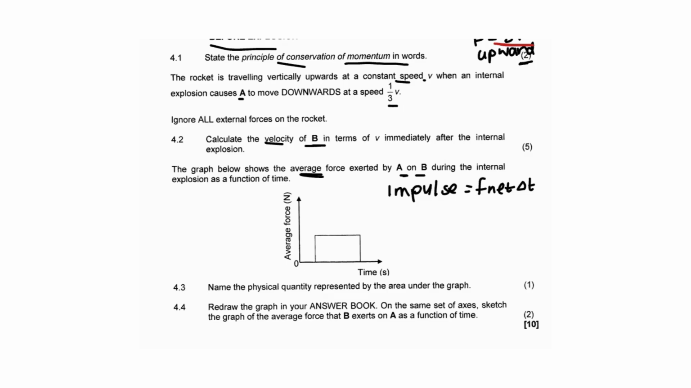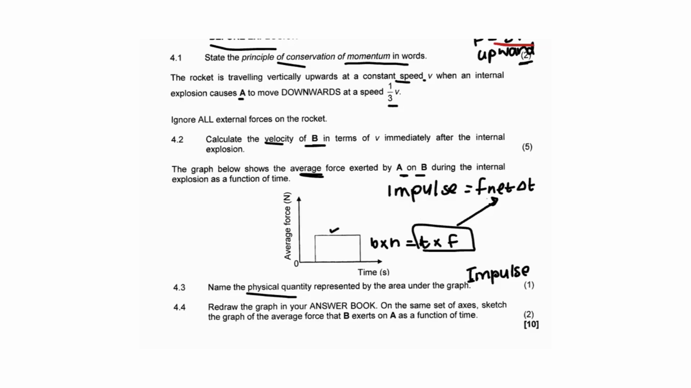Name the physical quantity represented by the area under the graph. So if you look at, let's say, because we have a rectangle, it means the area is going to be base times height. The base is time and the height is F. So that takes you to F net times time. So the physical quantity would be impulse. Remember, whenever they talk about physical quantities, these are the things that you can calculate under physics. You can have impulse, you can have momentum, you can have force, you can have work. Those are physical quantities.